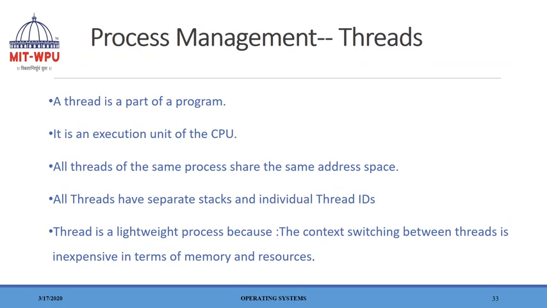Good morning, students. Today we are starting with threads. A thread is a part of a process. A thread is a part of a program. So it is nothing but an execution unit of the CPU processor. All threads of the same process share the same address space. So whatever the memory space is allocated to the process, that memory space is being shared by all its threads.